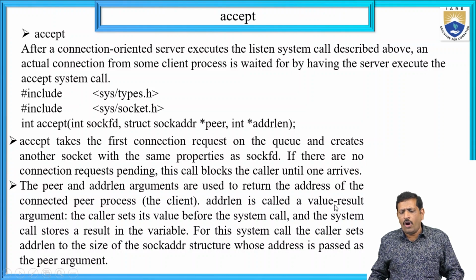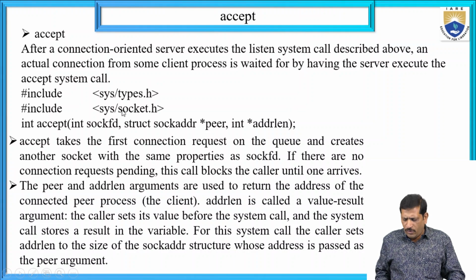The address length is called a value-result argument. That means the caller sets its value before the system call, and the system call stores a result in the variable. For this system call, the caller sets the address length to the size of the sockaddr structure, whose address is passed as the peer argument. This process can be followed for accepting the connection by the server.